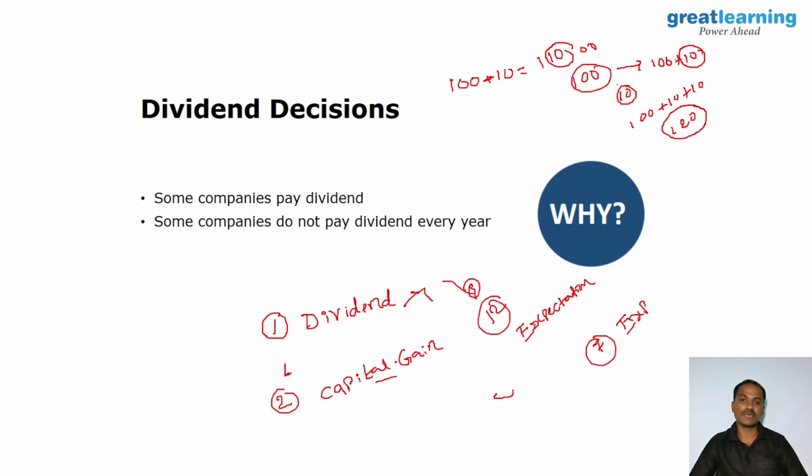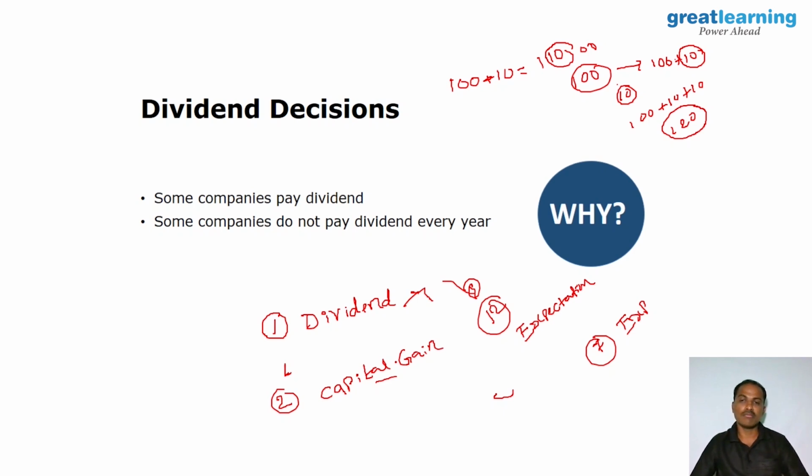By declaring dividend, they give confidence to their investors that we are doing a good job in the market, we are able to generate money out of your money. That is the confidence they are giving to the shareholders. In some cases, companies don't pay dividend.